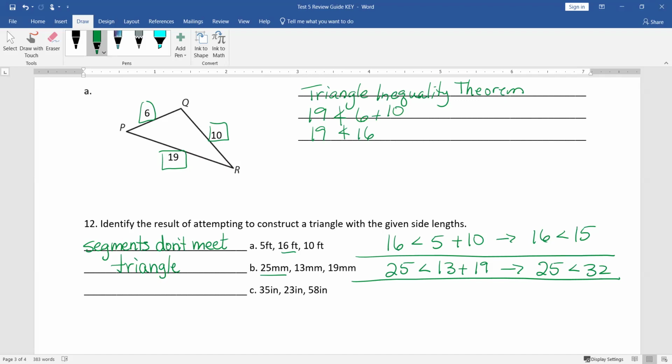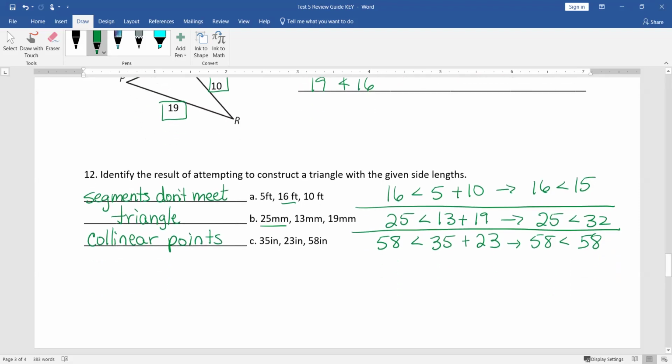All right, so this last one, our longest side is 58. That needs to be less than 35 plus 23. Let's see, 5 plus 3 is 8. 3 plus 2 is 5. So is 58 less than 58? What happens when they're the exact same number? They just make points on a line, so they're collinear points. Okay.